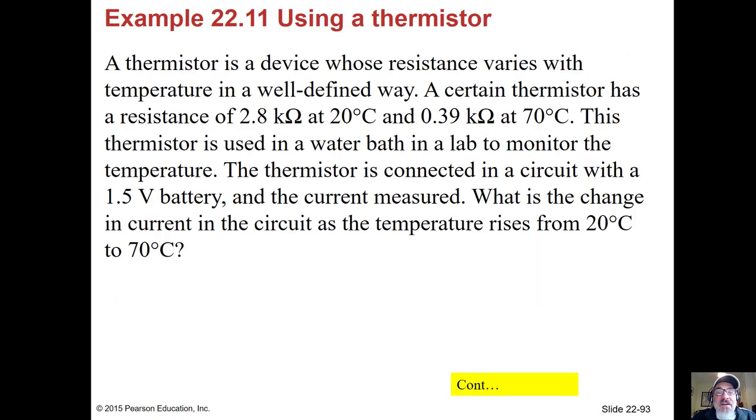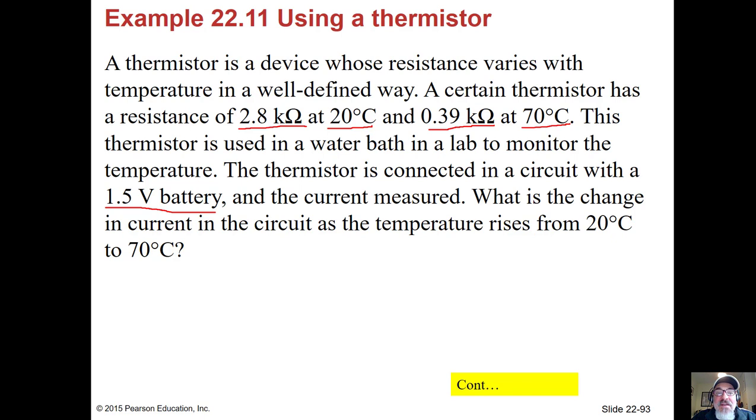So a thermistor is a device whose resistance varies with temperature in a very well-defined way. So a certain thermistor has a resistance of 2.8 kiloohms at 20 degrees and 0.39 at 70 degrees. Okay, good. This is used in a water bath in a lab to monitor the temperature. So it's connected in a circuit whose voltage is 1.5 volts. It's a battery, and the current is measured. What is the change in current in the circuit as the temperature rises from 20 to 70?